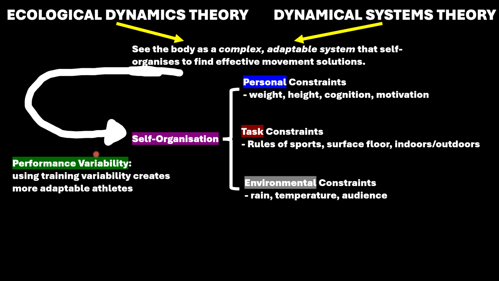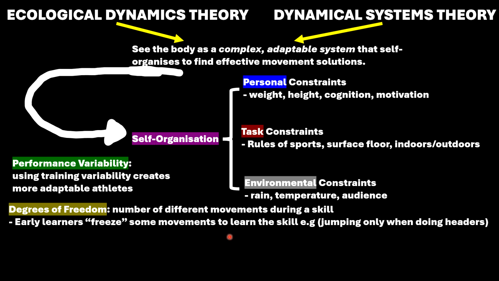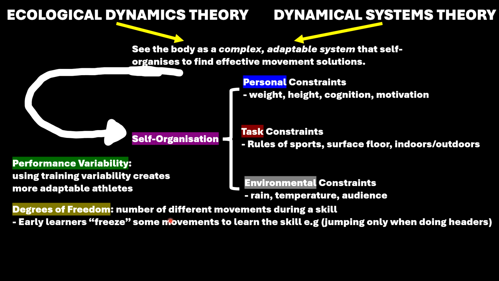Now, looking at performance variability. This is essentially how performance varies in different training sessions or different games, okay? And the variability in movements and situations. So if we shoot from a lot of different angles, for example, we create a more adaptable athlete that can, well, shoot from a lot of different angles. And this applies to many other things, such as passing from a different angle or jumping from a different place, okay? Now, degrees of freedom is the number of different movements during a skill, okay?